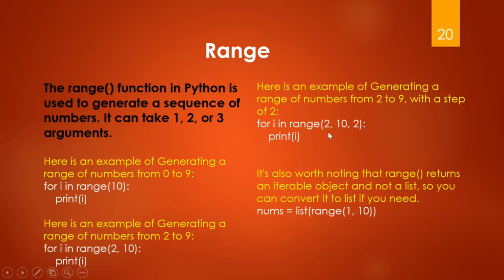You have the initial position starting from 2, then it will go 4, then 6, like that, 2 steps till 10. Till 9 it will go. From 2 to 8 it will print 2, 4, 6, 8. It won't print 10 because it has to go only till n minus 1.